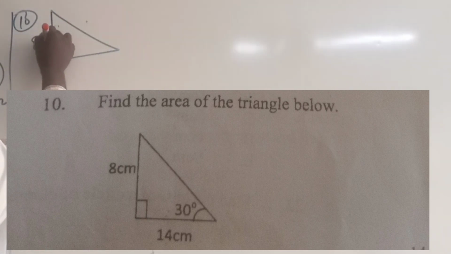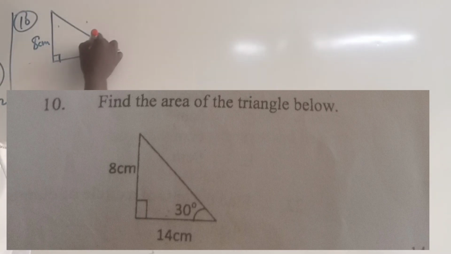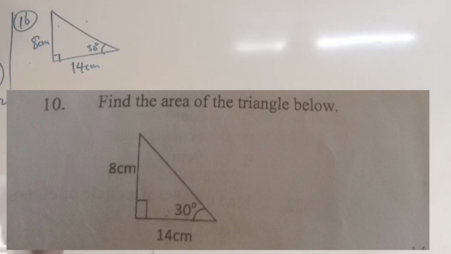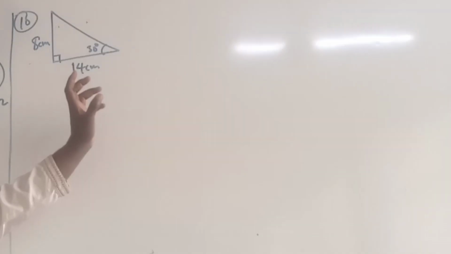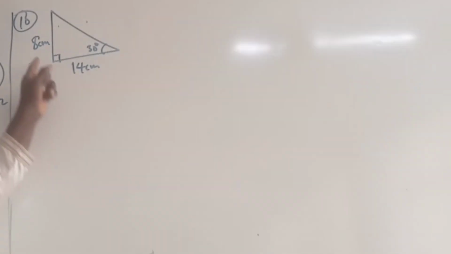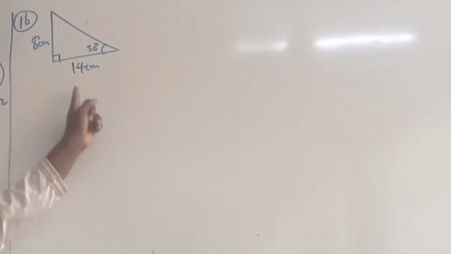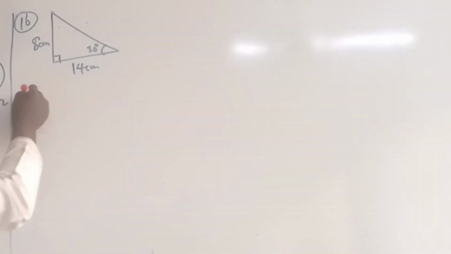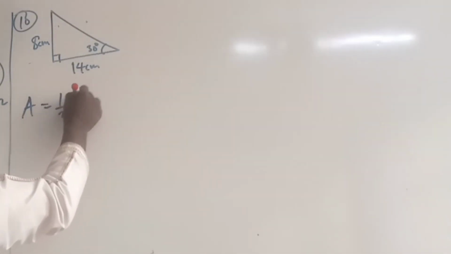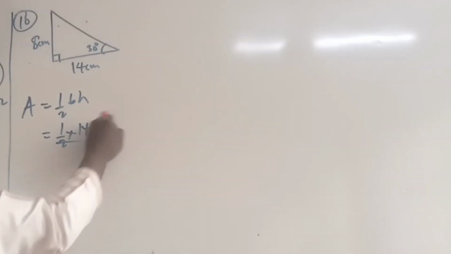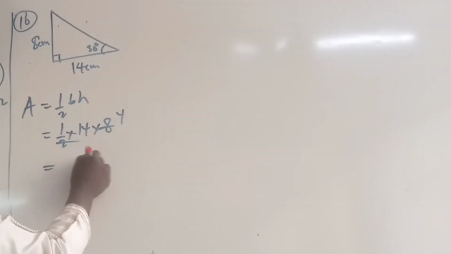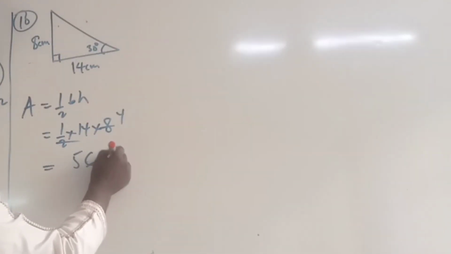Right angle triangle. This is 8 centimeters. This is 30 degrees. This is 14 centimeters. So find the area of the triangle. If you look at this 30 degree you have here, they are using it to distract you. The height of this triangle is 8, while its base is 14. Just use the formula straight. Area is half base times height. That is half times 14 times 8. 2 here 1, 2 here 4. So 4, this is 16. That is 56 centimeters squared.